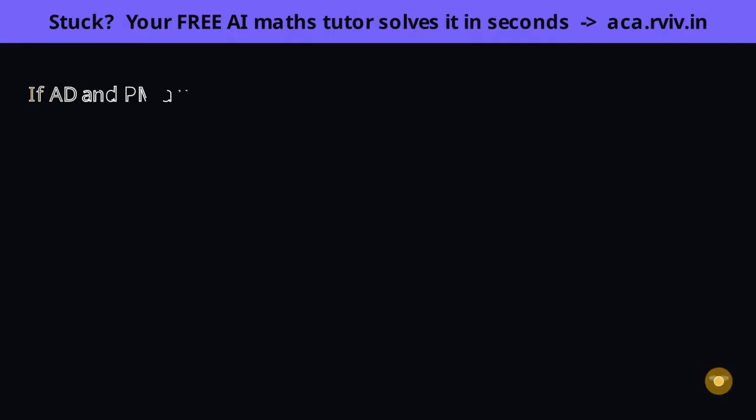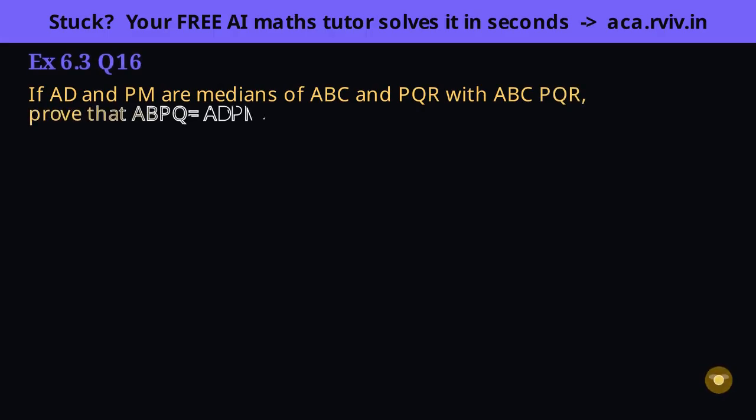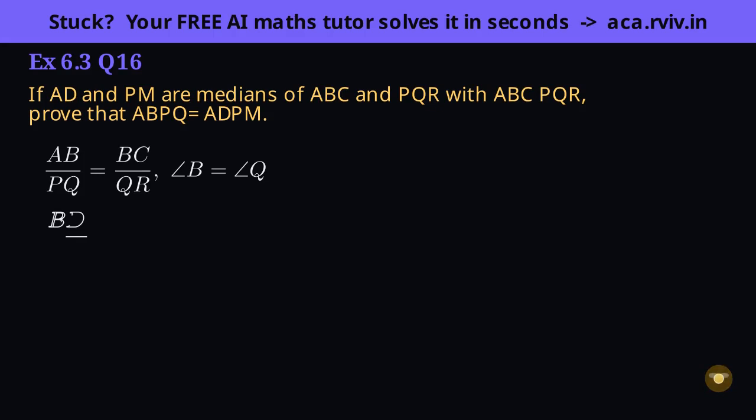A median halves its side, so half a proportional side keeps the same ratio. Setup: since the triangles are similar, write the full side ratio and note the equal angles. Medians hit midpoints, so BD is half BC and QM is half QR. The ratio BD over QM equals BC over QR.